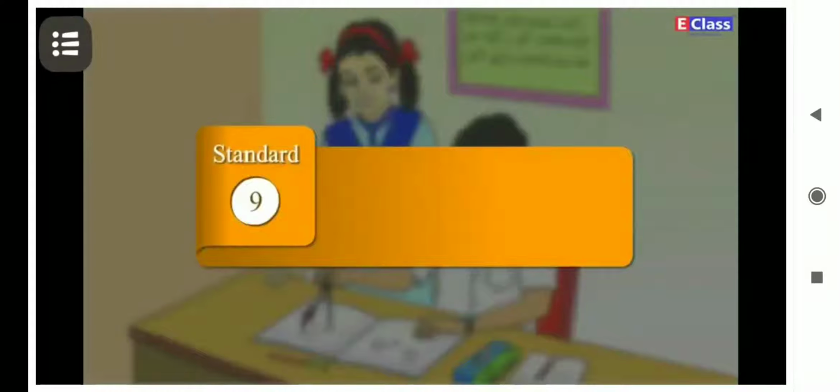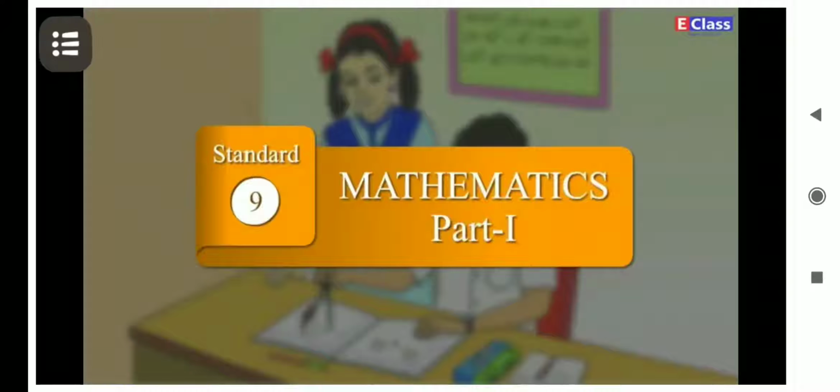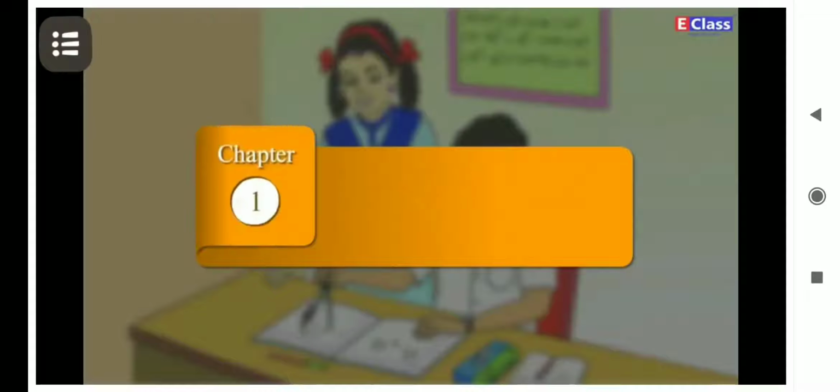Standard 9. Mathematics Part 1, Chapter number 1: Sets.